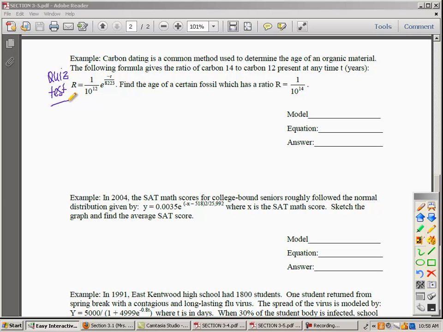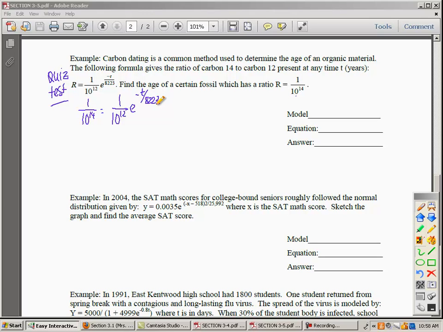And so what we're going to do is, can we find a fossil which has a ratio of 1 over 10 to the 14th? So we're going to set this up. 1 over 10 to the 14th equals 1 over 10 to the 12th e to the negative t over 8223.